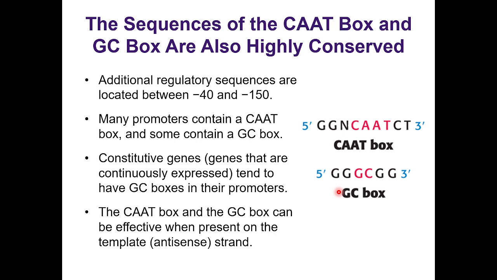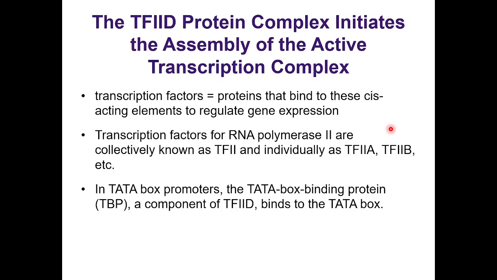So the promoters that contain a CAAT box and some contain a GC box, constitutive genes, the genes that are going to be continuously expressed, tend to have GC boxes in their promoters. And this is a GC box, by the way. Typically, it's just repeating GC units. The CAAT box and the GC box can be effective when present on the template antisense strand. This right here being the CAAT box typically has a pretty good prevalence of G's, C's, and T's, by the way, in it. But that's the CAAT box.